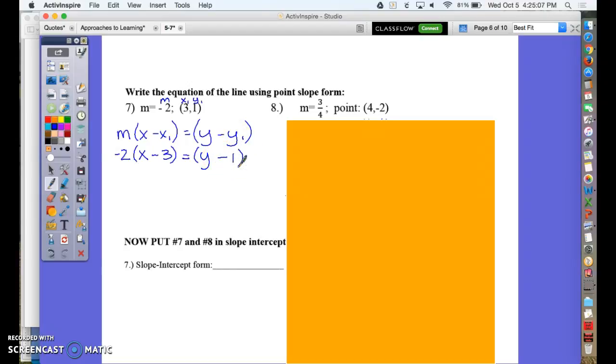Now, it doesn't look like a lot, but we look at this equation and we can see the slope and we can see a point. That's why it's called point slope form. You're writing the equation in point slope form, so guys, that's it. You would leave it in that form. That's your answer for point slope form. That's all you do.